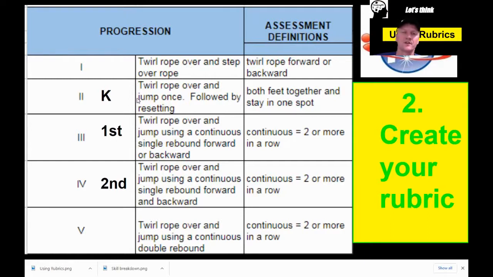Kindergarten would only have to reach level 2 to twirl the rope once, followed by resetting, and then go once and reset. First graders, it needs to be a little bit more fluent, and it says continuous, and this is where some of the discussion can come in around what is continuous. Our group decided that 2 or more was going to be considered continuous. Then in first grade, they have to do a single rebound forward or backwards. Second grade, they have to do both. So that's what our rubric is.